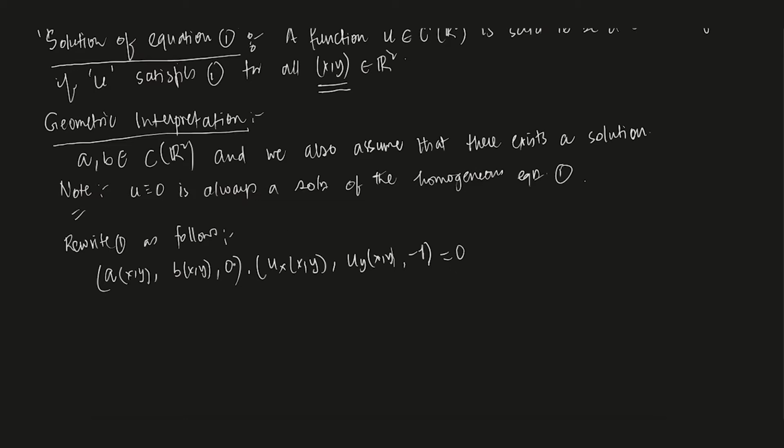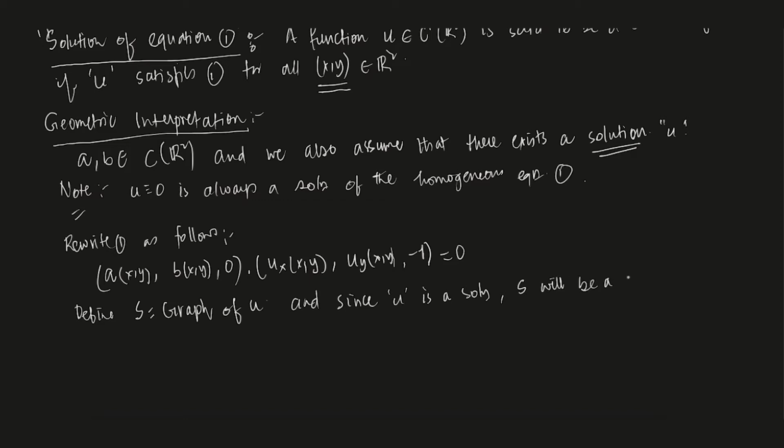Now what is the significance of this, and what makes it so special? First of all, let us define some notation. Define S to be the graph of u. Since u is C1, and we are assuming there exists a solution u, the graph of u is smooth. Define S, the graph of it, and since u is a solution, S will be a regular surface. What I meant by this is, for every smooth surface, not a regular surface. Let's put it like this.